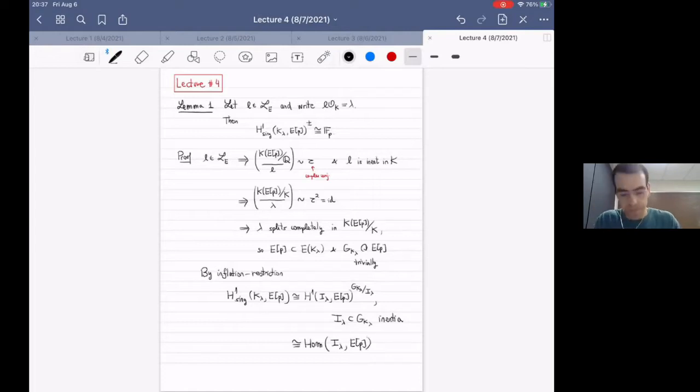But now this prime L is not p, so these Homs will naturally factor through tame inertia. And we know very well the structure of tame inertia, as we saw in Somnath's first lecture. So this actually is going to be isomorphic to Homs as Galois modules from mu_p to E[p].